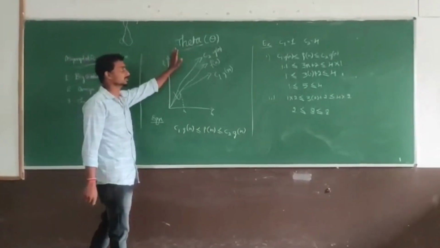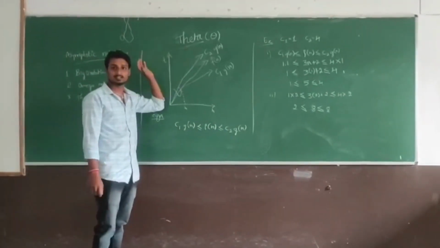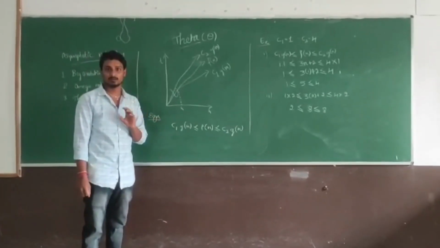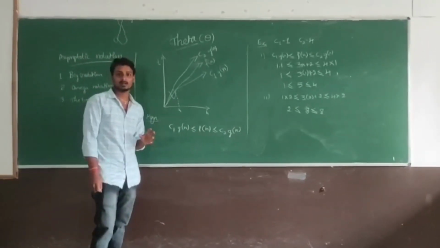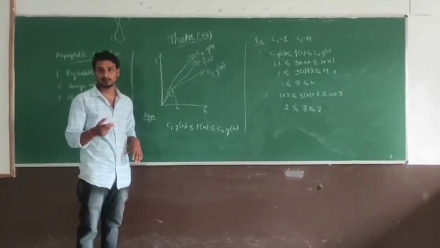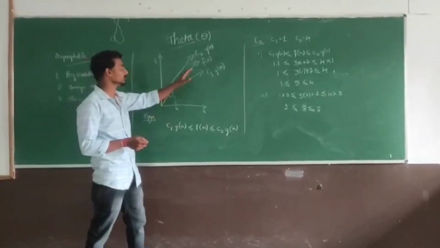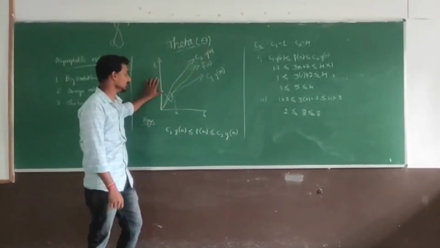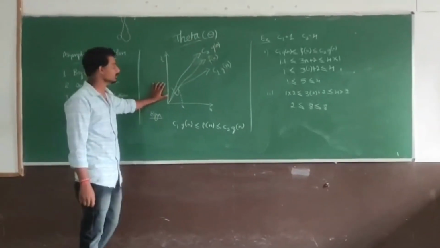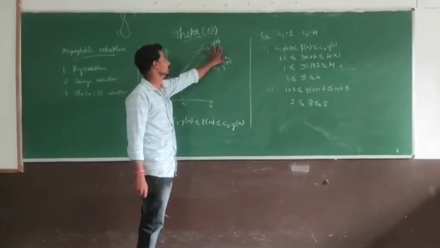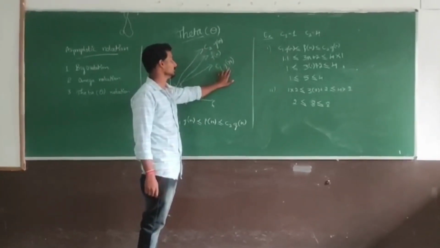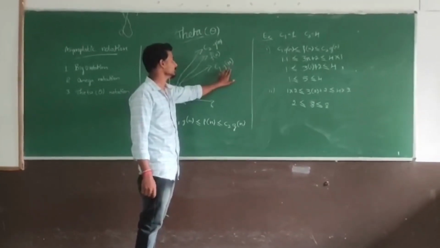So what is theta? Theta is the upper and lower bound runtime of an algorithm. This is denoted by theta, and this is the theta graph. C2 g of n, f of n, and C1 into g of n.